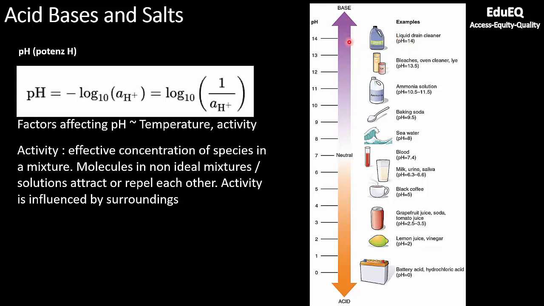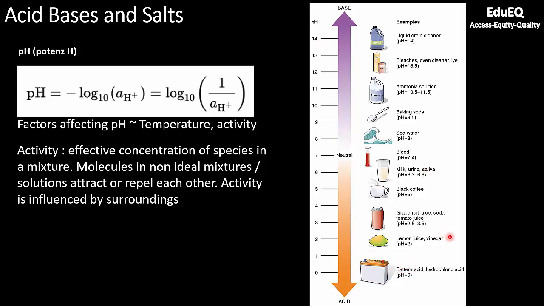So this is just a relative scale. You can see neutral is here 7, which is, I would say, pure water, or blood slightly basic. Blood is slightly basic, 7.4. And then strong acids are on the bottom and strong bases are on the top, with pH close to 14, and with pH close to 1, or between 0 and 1 are the strong acids.